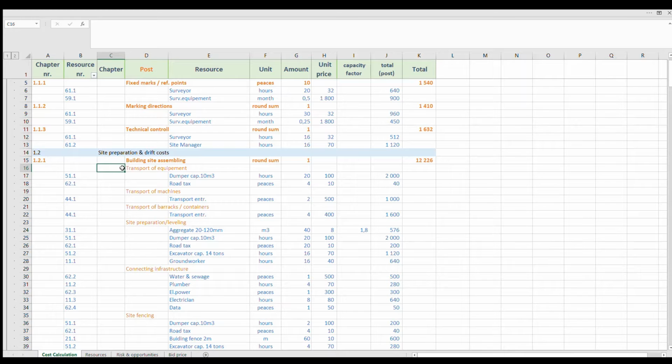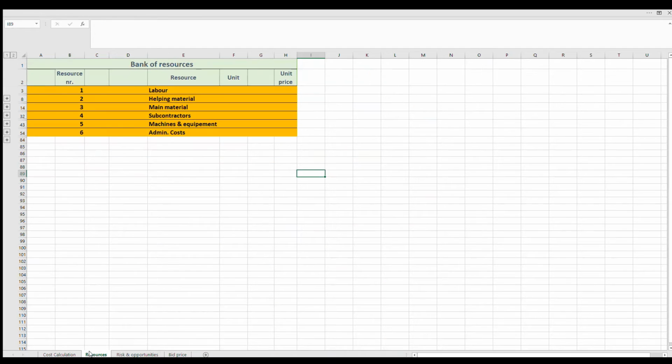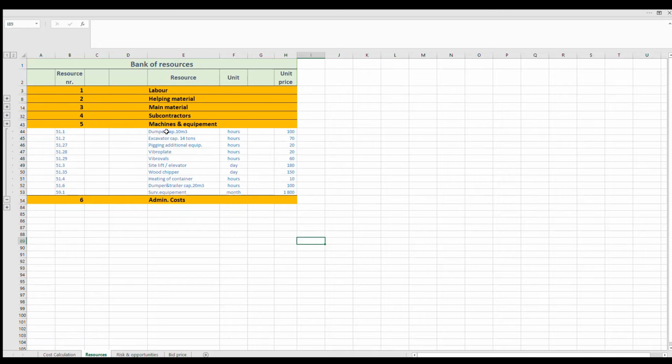So I have to transport equipment first. So I can use some dumper, estimate amount of hours, 20 hours here. And I have defined unit price at 100 euros per hour. Of course, it's defined with resource number 51.1, and as you can remember, maybe 51, all machines must be under the number 5, so it's here.